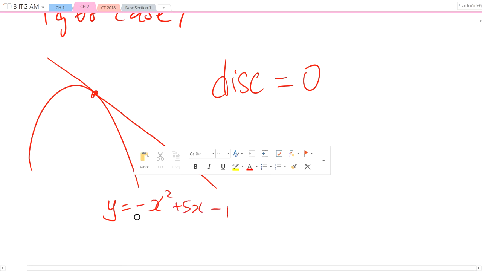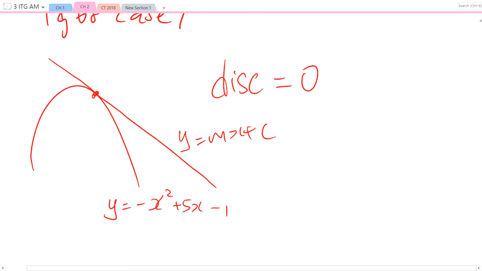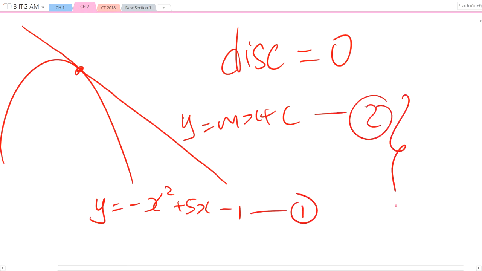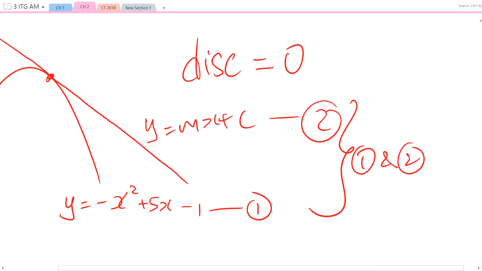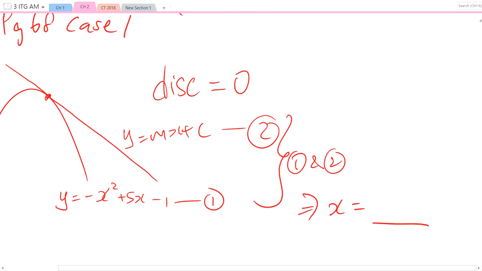And then over here, this could be another equation, y equals mx plus c. Okay? Y equals mx plus c and the quadratic over here. These two, if I were to solve 1 and 2, I will get one single value of x. X equals something. Only one value. That is because there is only one point where the line touches the parabola.